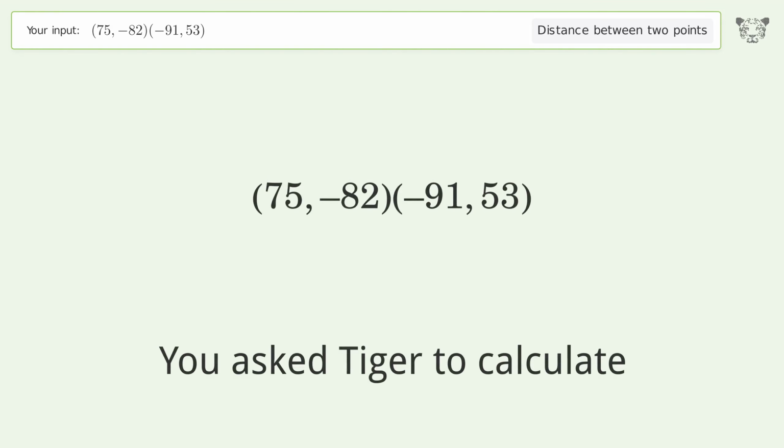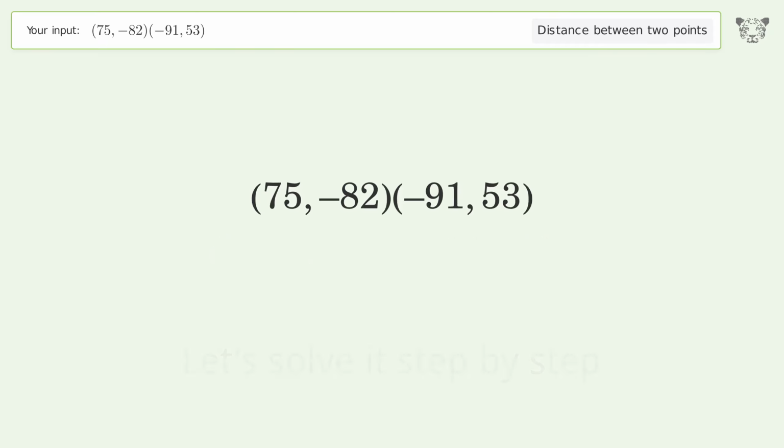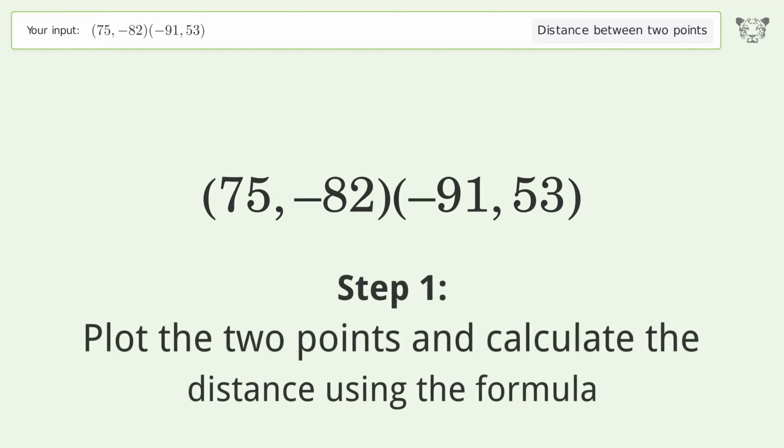You ask Tiger to calculate. This deals with the distance between 2 points. The distance between the 2 points is the square root of 45,781 or 213.965. Let's solve it step by step. Plot the 2 points and calculate the distance using the formula.